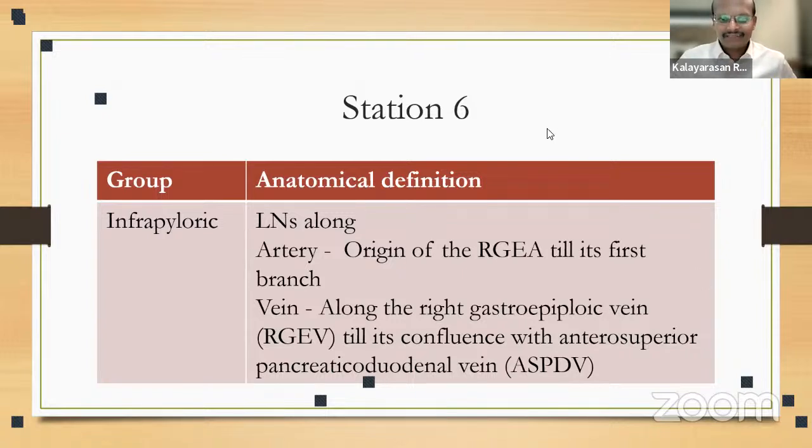Now, we start with station 6, that's infrapyloric. It's basically the lymph nodes along the origin of the right gastroepiploic till its first branch. And so it has 3 components. One is the artery, which is further divided into those along the right gastroepiploic and those along the infrapyloric, and the vein, till the confluence of the right gastroepiploic vein with the anterior superior pancreaticoduodenal vein.